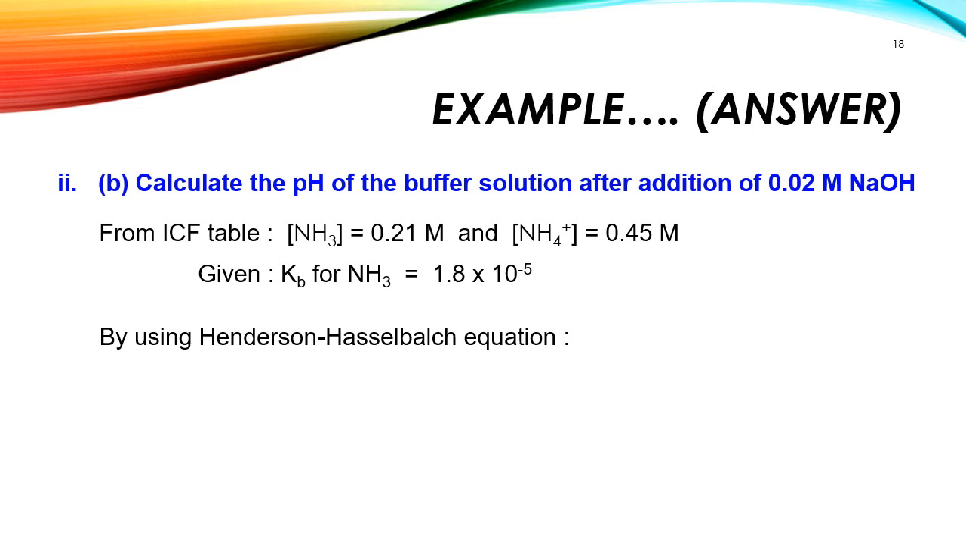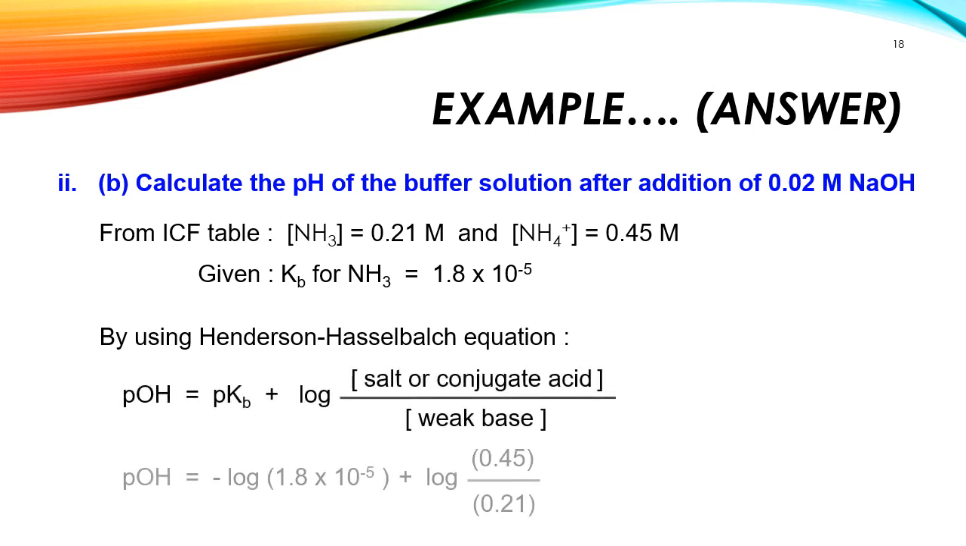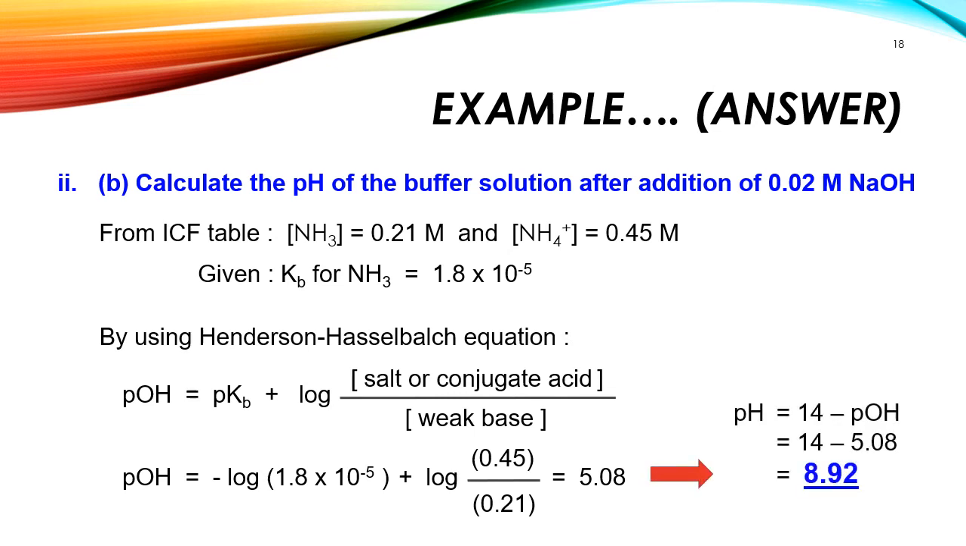By substituting the values into the Henderson-Hasselbalch equation for the basic solution, we obtain a pOH value of 5.08. To determine the pH, we can use the formula pH equals 14 minus pOH. Thus, we obtain a pH value of 8.92.